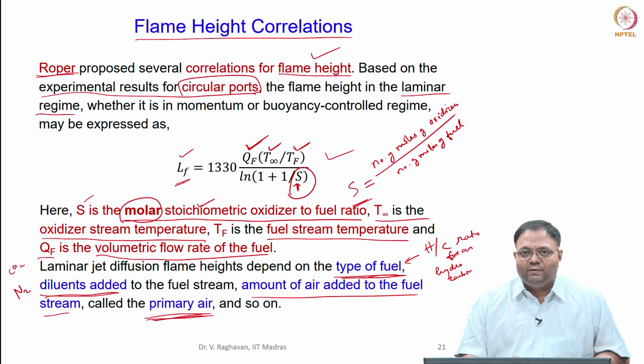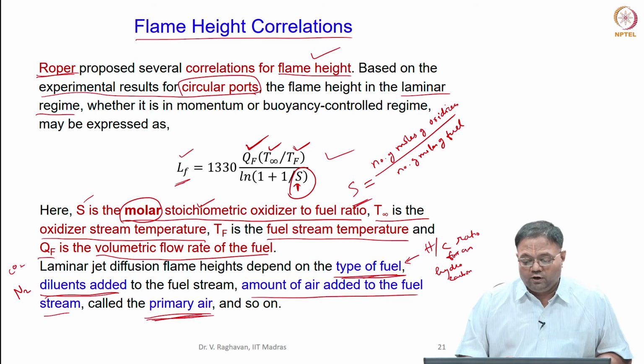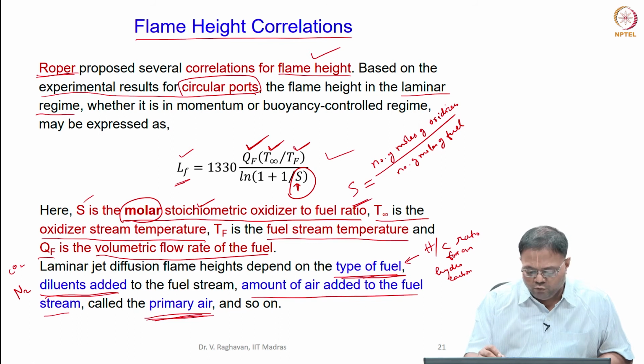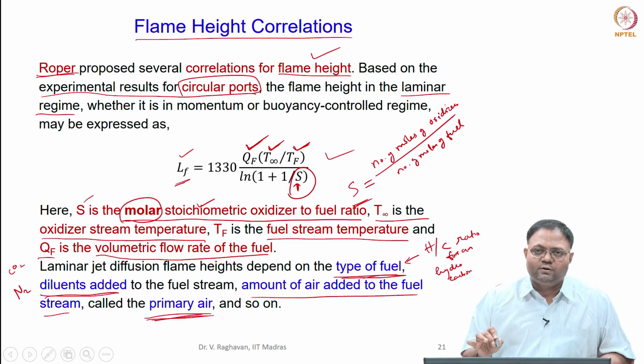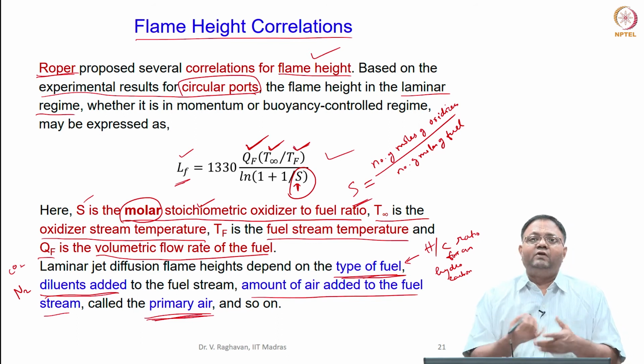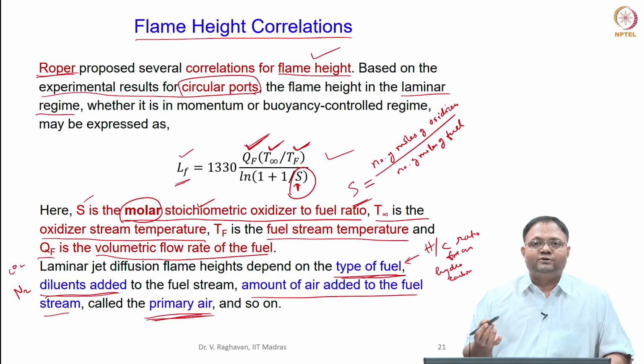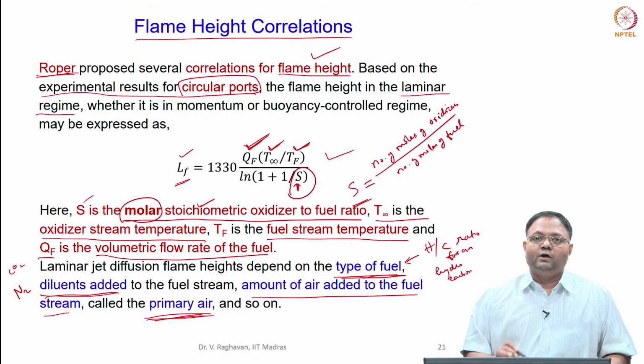Then when you add primary air, S can be modified accordingly, recalculated and substituted. Other than that, we have only simple terms like the oxygen temperature, which we can easily measure, and the fuel stream temperature, also easily measurable. There is no other gas required; flame temperature etc. are not used. Then the volumetric flow rate of the fuel stream, we will anyway measure.